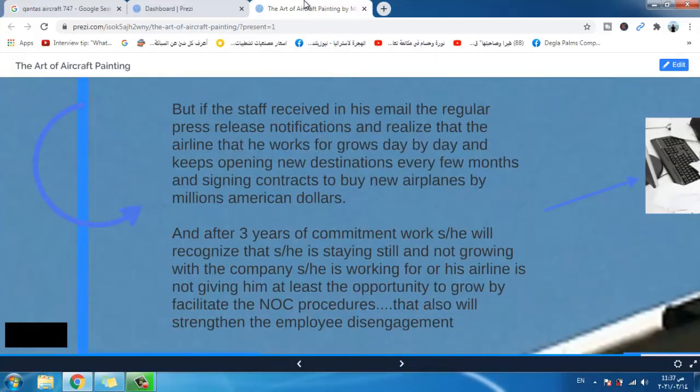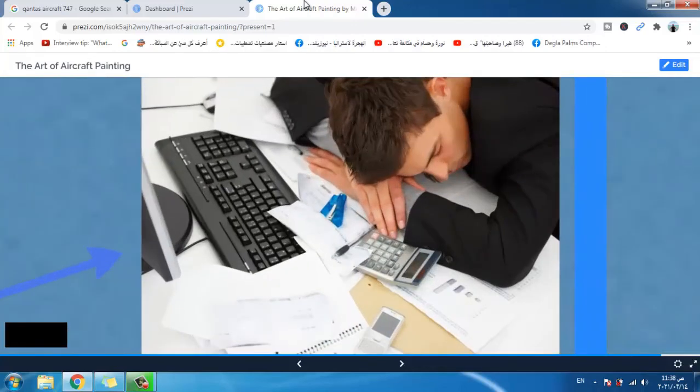But if the staff receives in his email the regular press release notifications and realizes that the airline he works for is growing day by day, keeps opening new destinations every few months, and signs contracts to buy new aircraft worth millions of American dollars, and after 3 years of committed work he or she recognizes that he or she is staying still and not growing with the company, or the airline is not giving him at least the opportunity to grow by facilitating the NOC procedures, the non-obligation letter, that also will strengthen the employee disengagement. See, this stuff is sleepy.